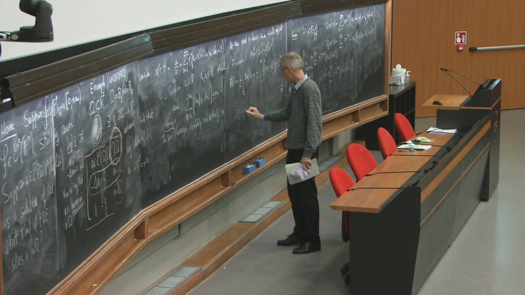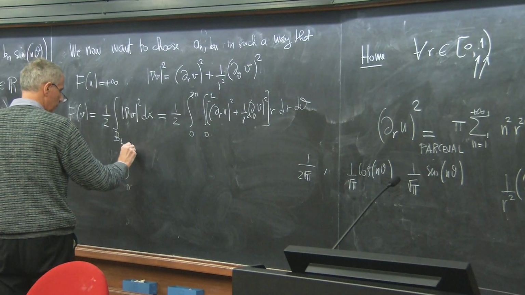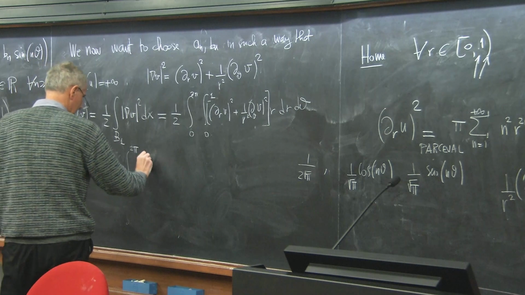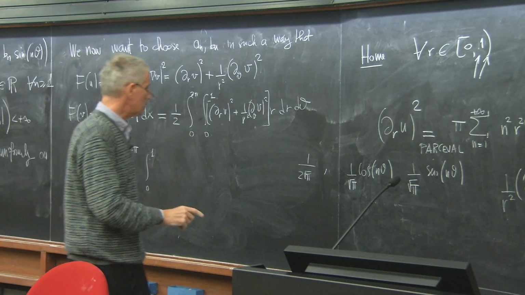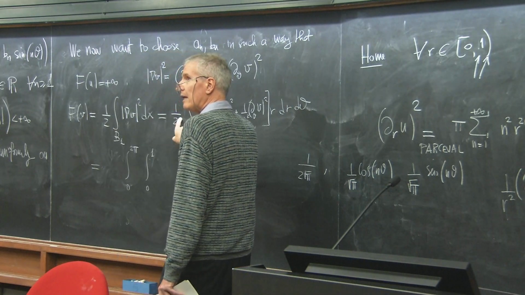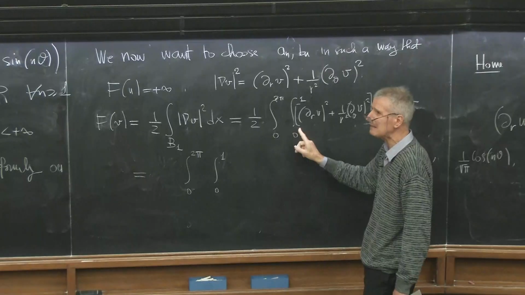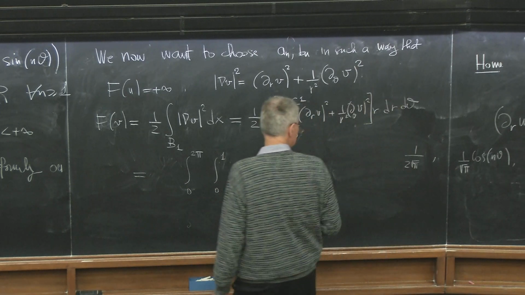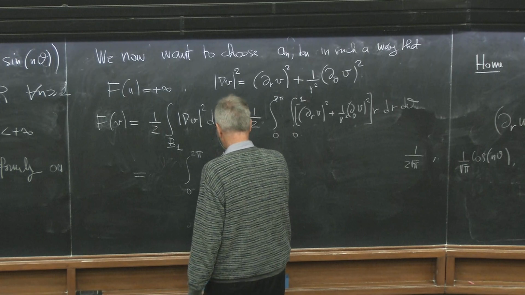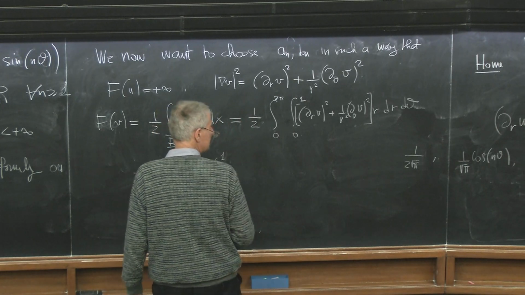In any case, this is equal to the integral from 0 to pi, the integral from 0 to 1, and then one of the two, because I have removed the 1/2, these are equal. So I remove the 1/2, I just keep one of them. So I have pi here.